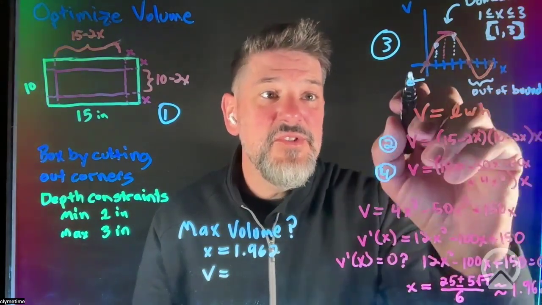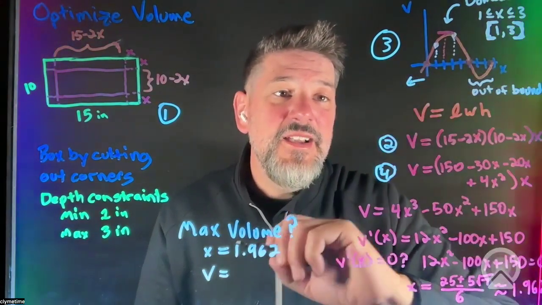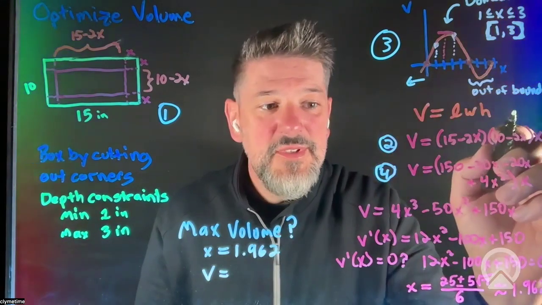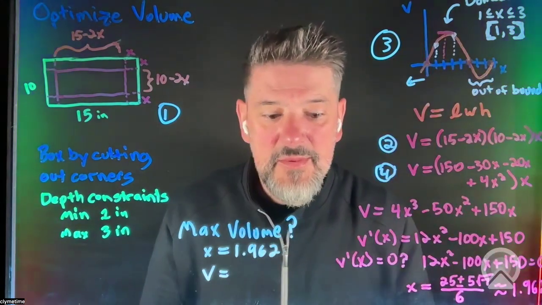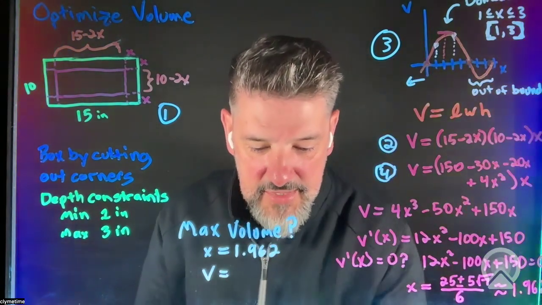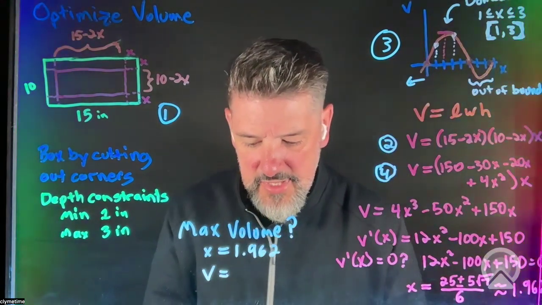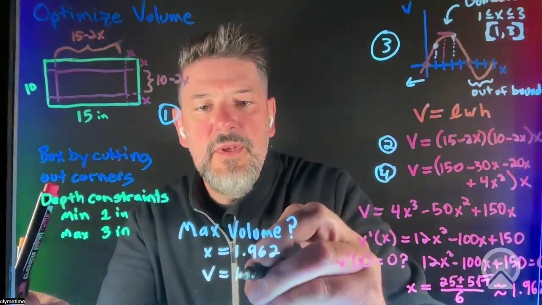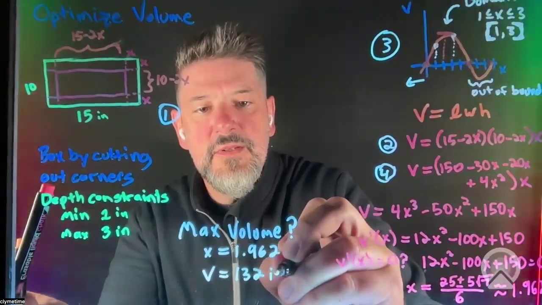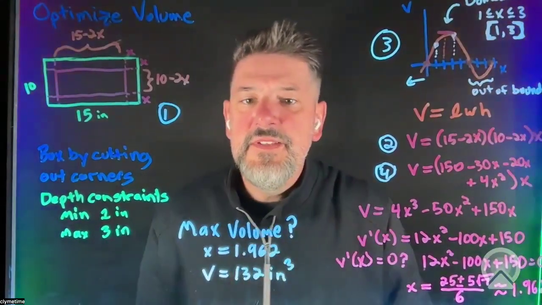Use your calculator. You already used your calculator to graph this. And so then just use the trace tool. And in the trace tool, type in 1.962, and it'll give you the exact volume at that spot. And it comes out to be, it looks like, 132 inches cubed. 132 inches cubed. Okay, because everything's in inches.